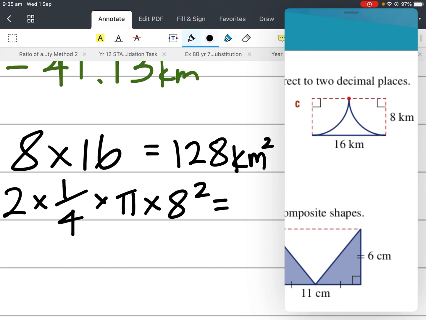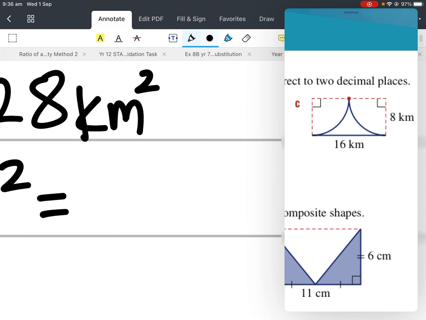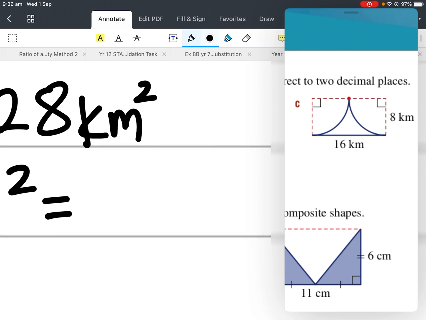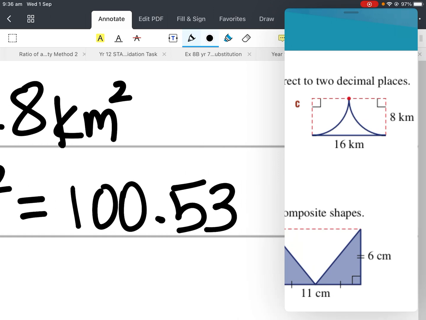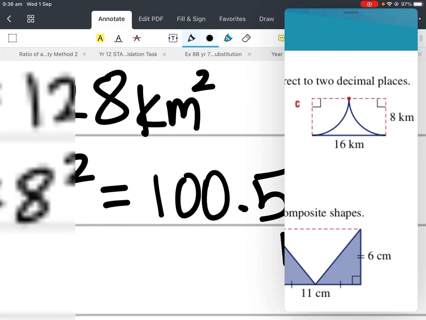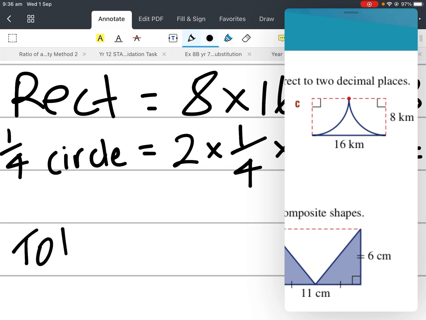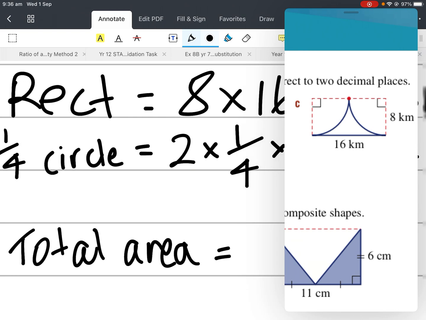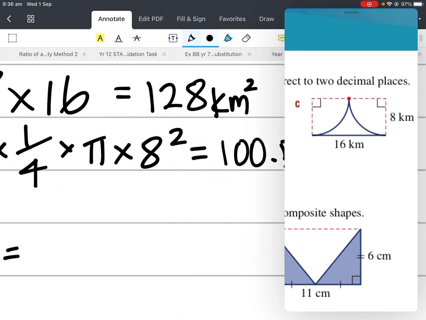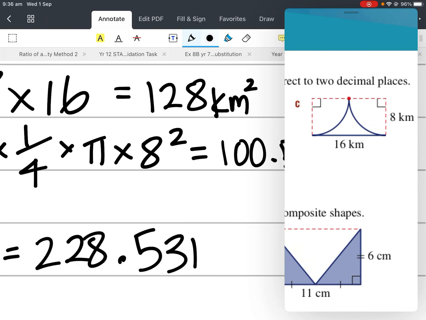I'm running out of room. Make it bigger. There we go. 100.53. And now add those two together. Total area equals 100.53 plus 128, which gives me 228.53. Okay, I'll upload this and I'll make a video of some of the other ones. See you later.